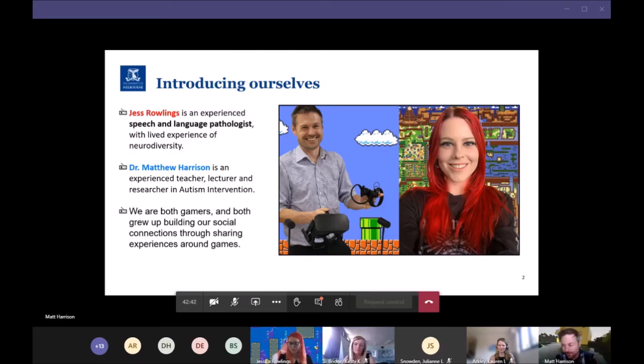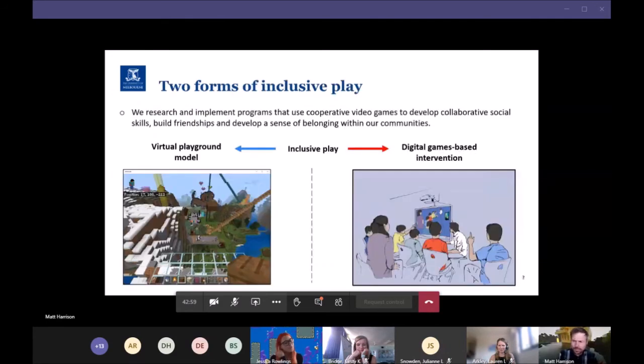So we are both massive gamers, Jess and I. Something that really got us talking about how we can use games to transform the way that we talk about inclusive education as a real space and area of strength for many of the kids that we work with. And so we really look at these two models. Jess, would you like to introduce?